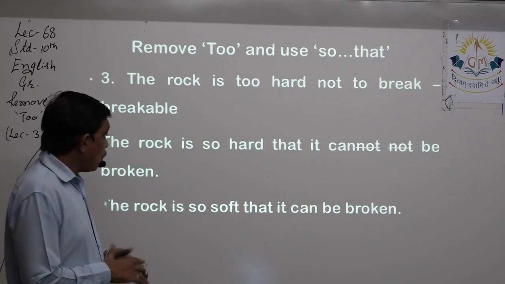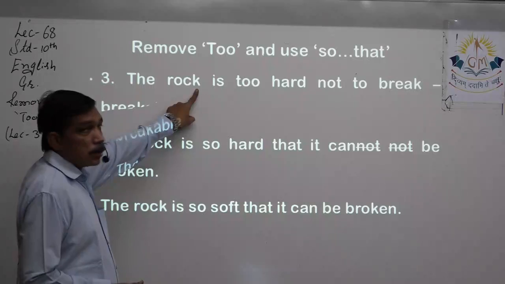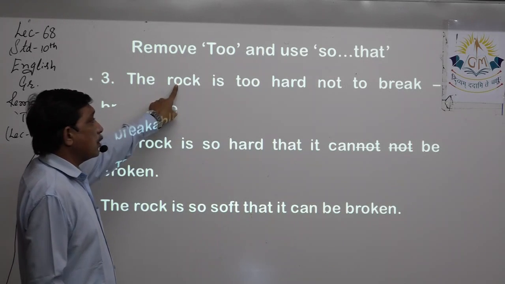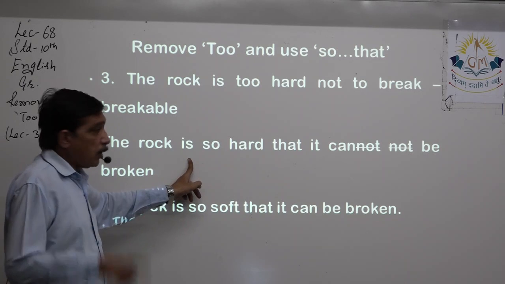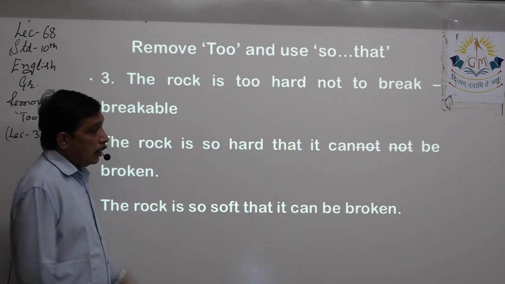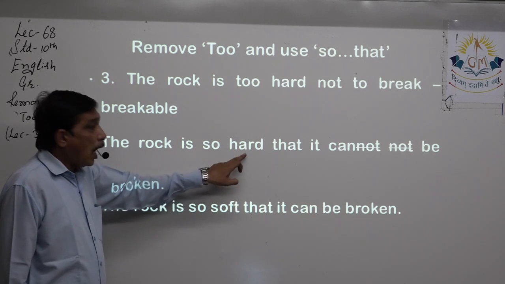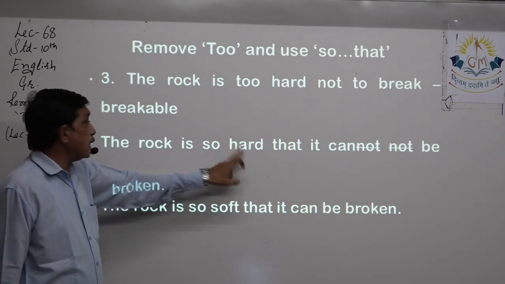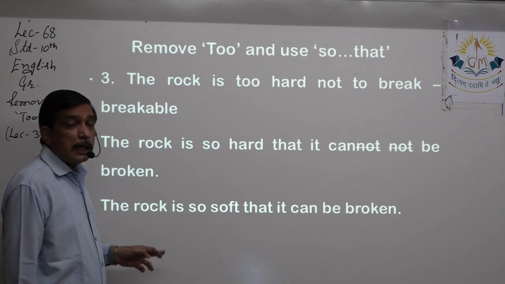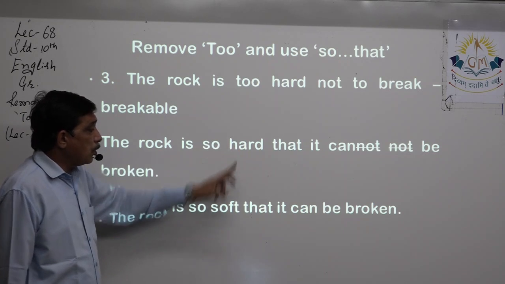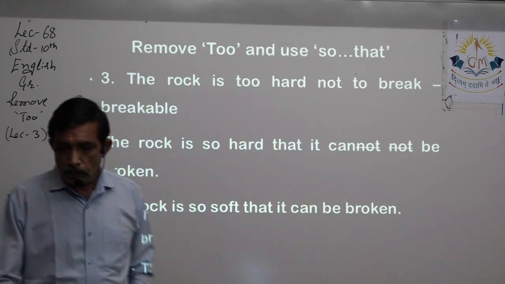Then something is wrong. What is the answer? The rock is so soft. So this is not the answer of this one. This is the answer of this one. This is for your understanding. Please remember, this is for your understanding, that if we remove both the negations, then hard remains, which changes the meaning of the sentence. The rock is so hard that it can break. No. So we have to use an antonym over here which will make the sentence correct.